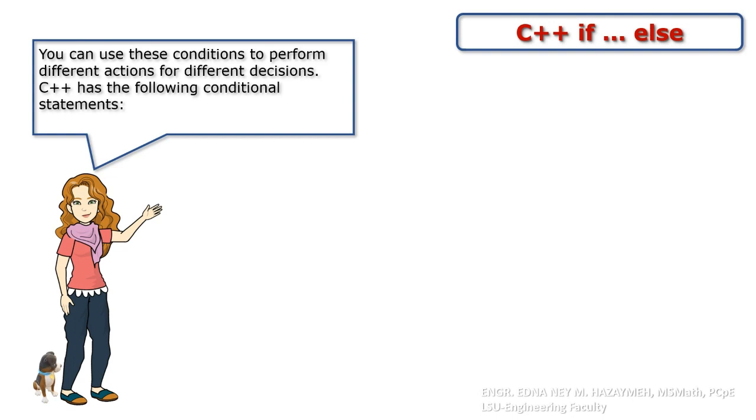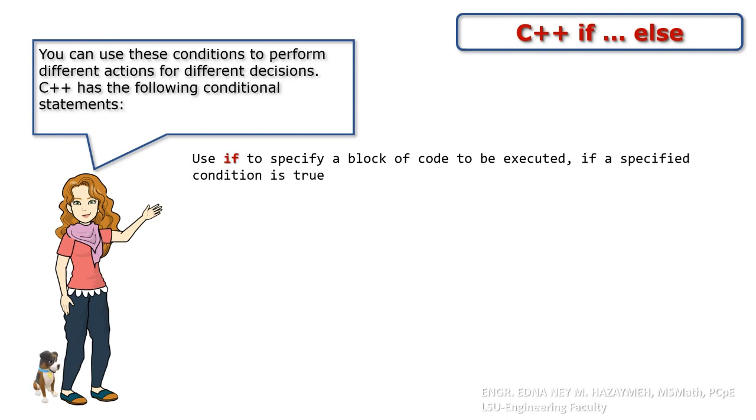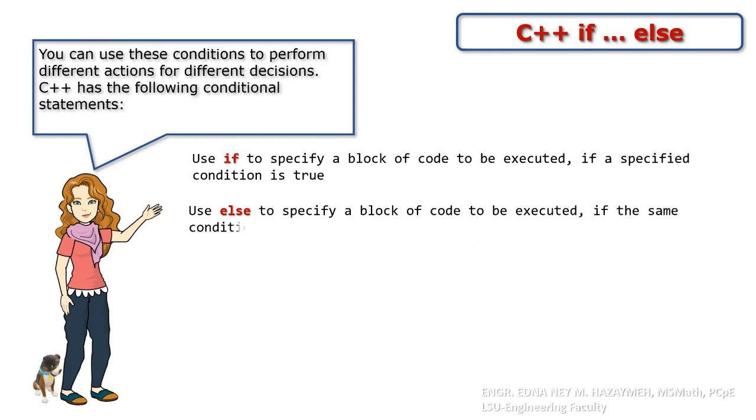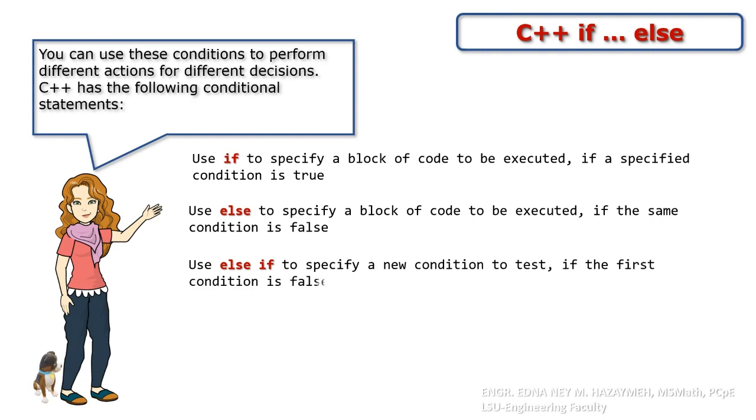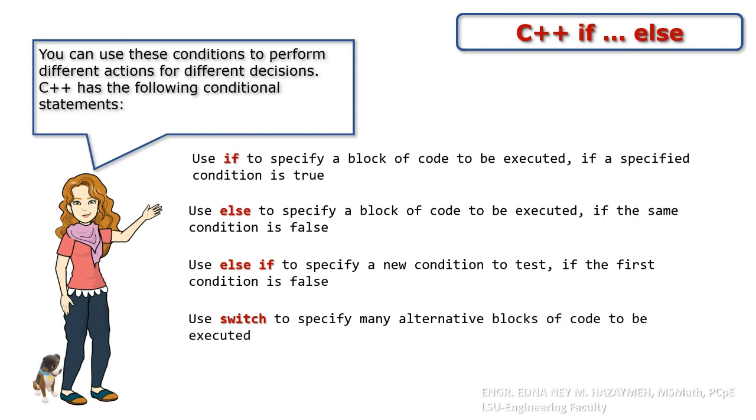C++ has the following conditional statements. Use if to specify a block of code to be executed, if a specified condition is true. Use else to specify a block of code to be executed, if the same condition is false. Use else if to specify a new condition to test, if the first condition is false. Use switch to specify many alternative blocks of code to be executed.